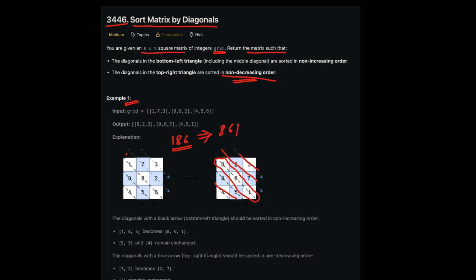The problem statement is very straightforward and easy to understand, and so is the solution. So let's switch to the whiteboard and discuss how we can solve this problem. I'll be using the same example that is given in the problem statement. If we closely observe this 3 by 3 grid, there are a total of 5 diagonals.